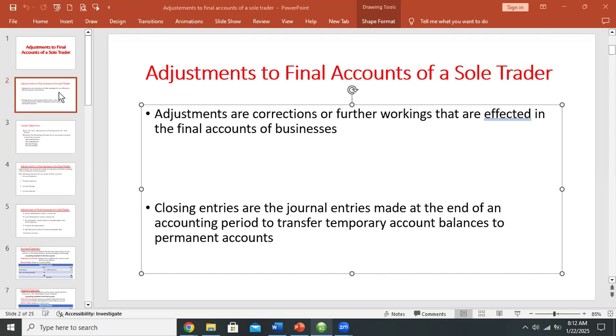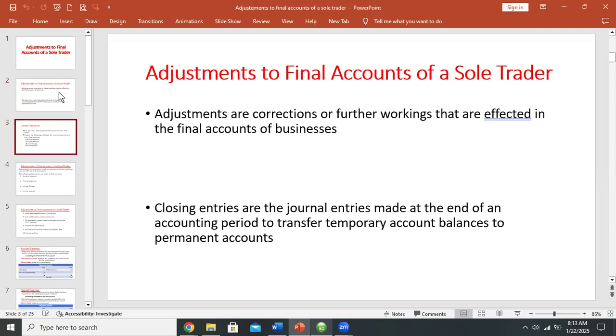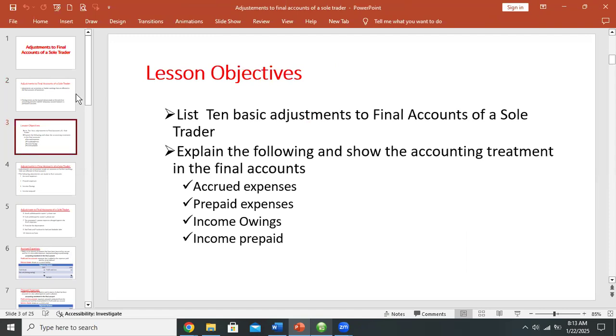Now let's look at some of the adjustments we have to look at here. Like I indicated to you, there are about 10 of them that we have to look at, 10 adjustments. So we'll look at each of them, explain it, and also show how you make the adjustment in the final account or financial statement.